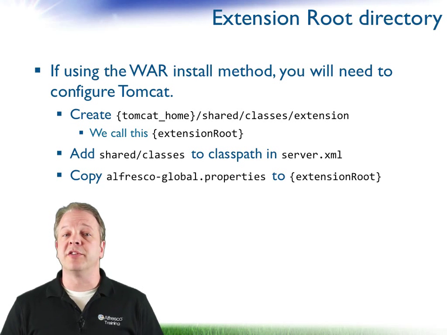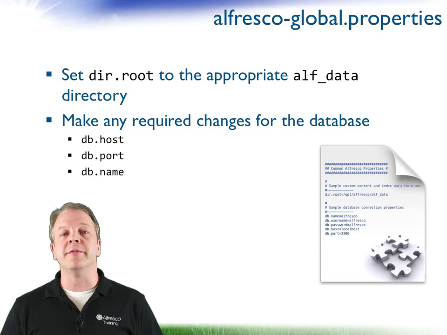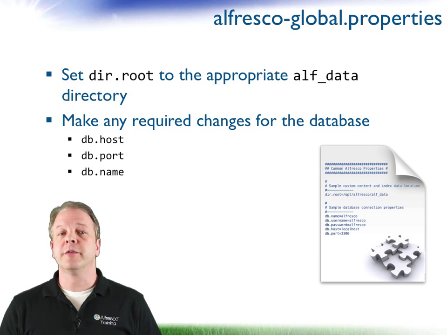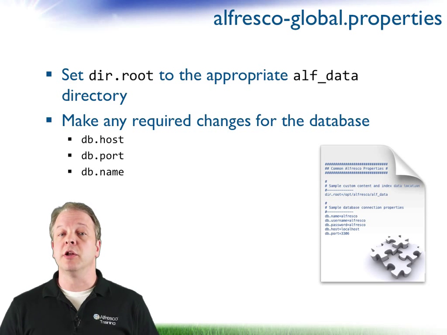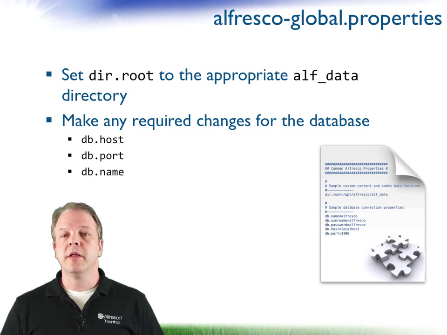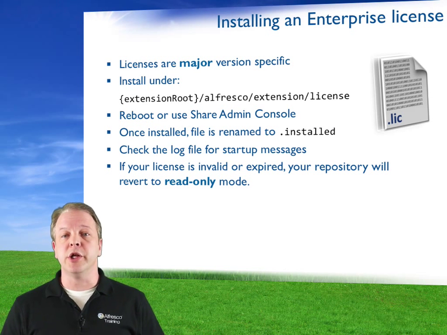Within that alfresco-global.properties file, we need to specify 2 critical portions of the repository configuration, and these are related to the physical storage tiers. First of all, the content storage directory, we need to specify that with the dir.root parameter, and that will point to, by default, what we refer to as the alf data directory. Additionally, the database connection information will be specified, including the database host, the port, the name, the username, as well as the password. Finally, installing an enterprise license is something that you will want to do.